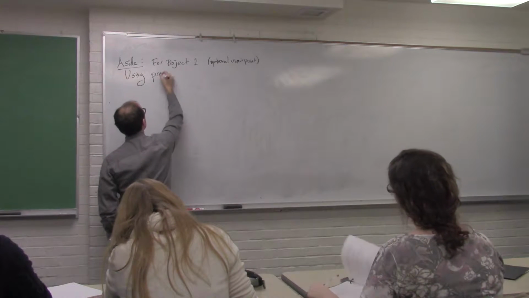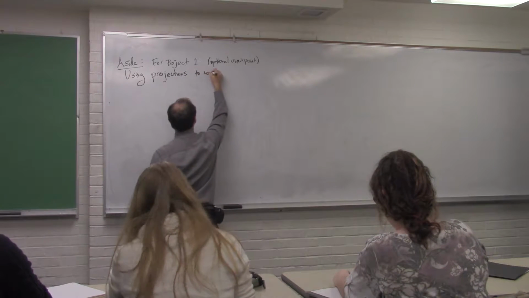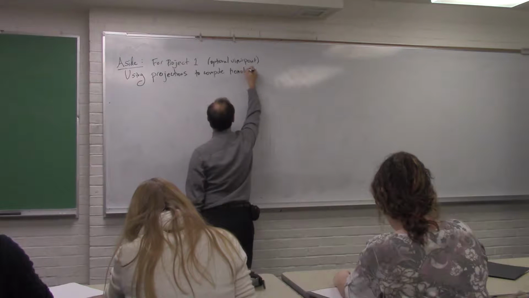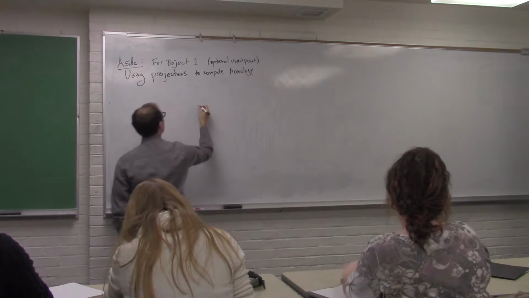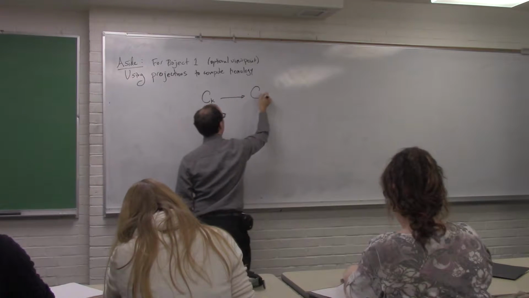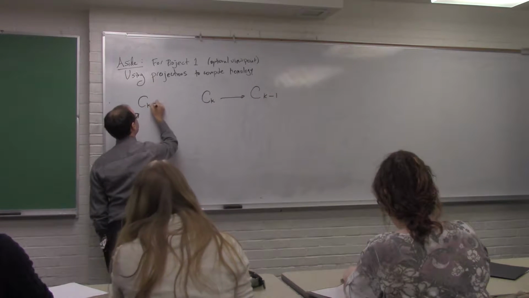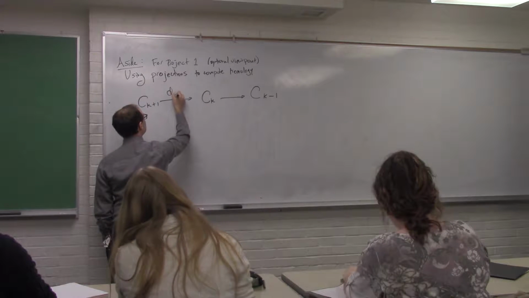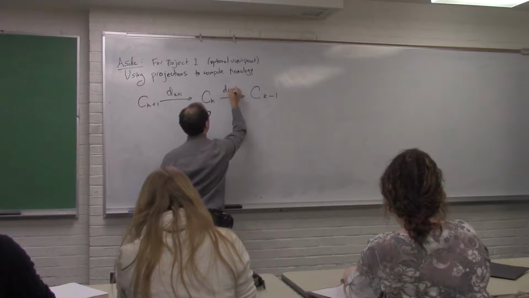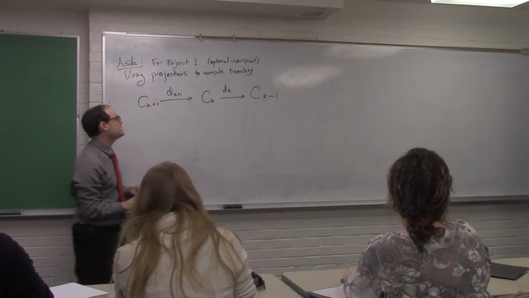Okay, so we're going to use projections to compute homology. So the starting point is I have a chain complex. And I'll excise a bit of my chain complex here. Got the chain complex, and I want to compute the homology at C_k.